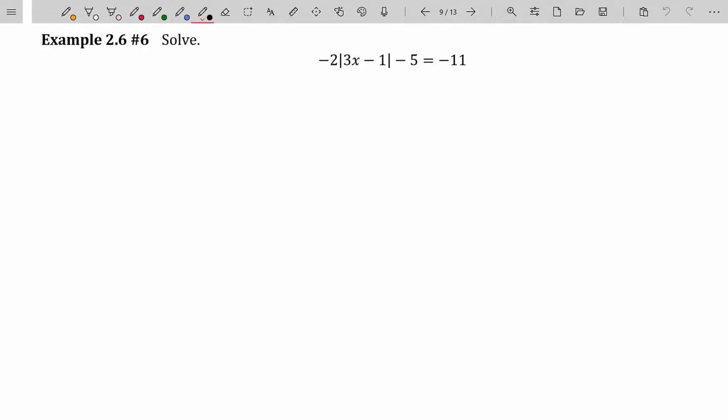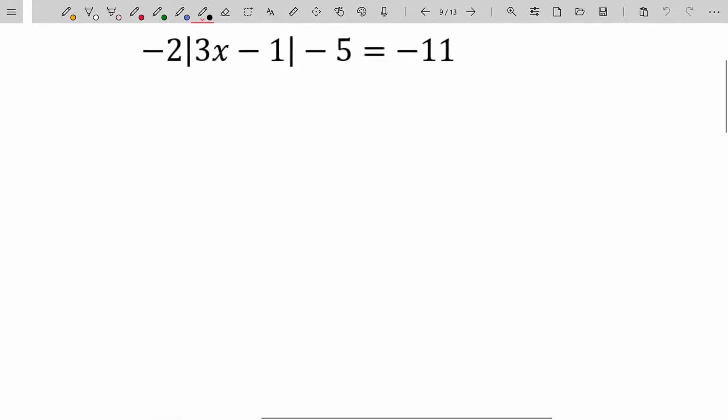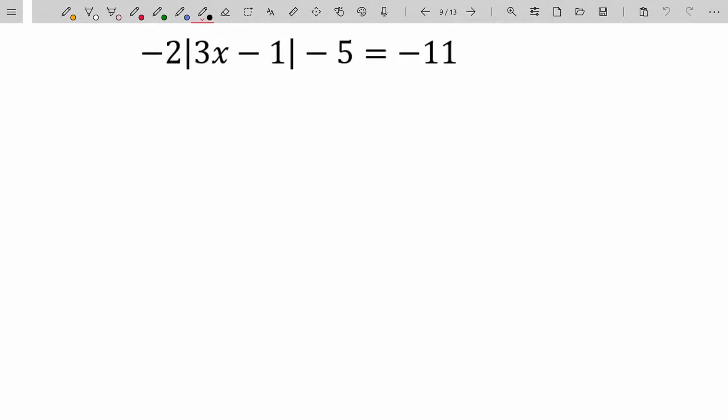Let's go ahead and solve this absolute value equation. -2 times the absolute value of 3x minus 1, then minus 5 is equal to -11. You do what you would normally do in mathematics. You start isolating the expression involving x. So I'm going to go ahead and add 5 to both sides, and then divide both sides by -2.